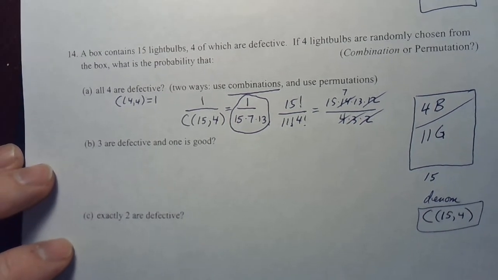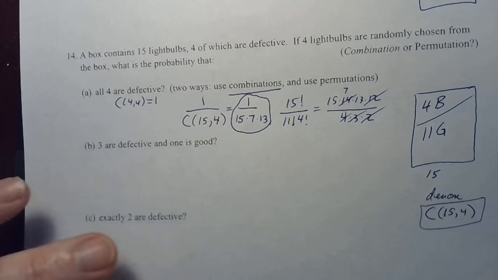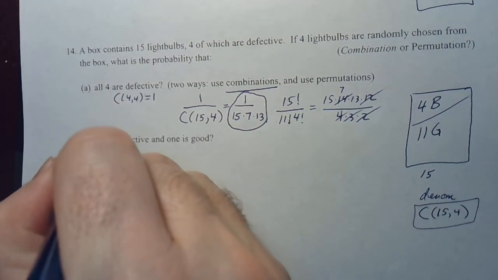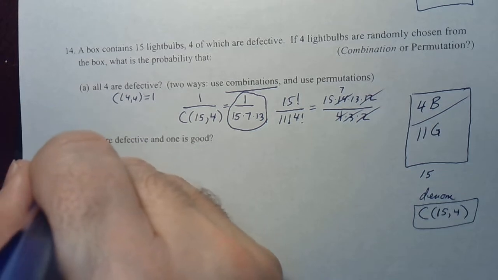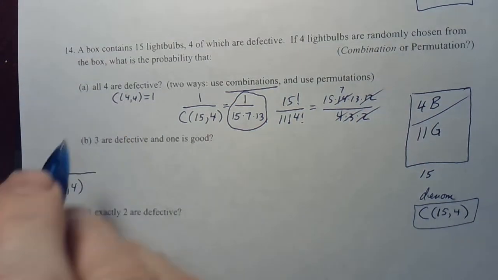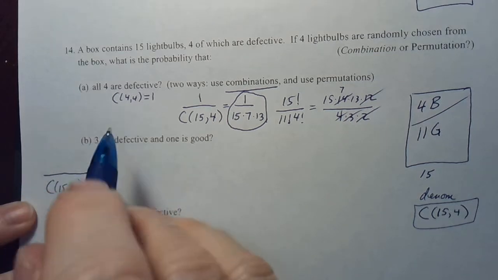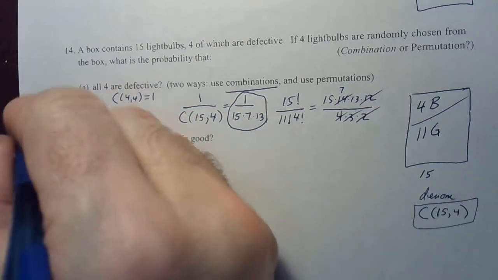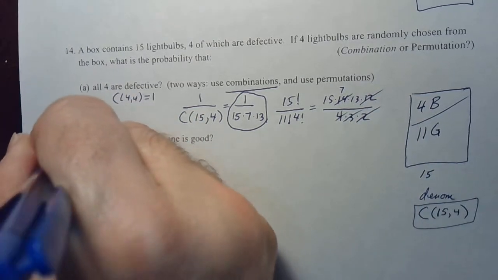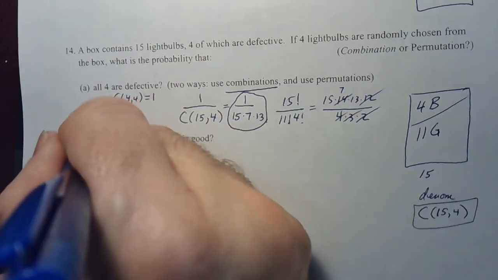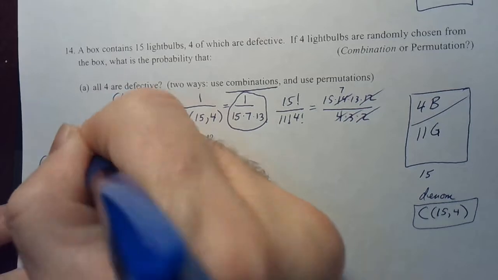Okay, so what is the probability that 3 are defective and 1 is good? Well, without simplifying, it's just going to be this. That's the denominator. And the numerator is going to be, how many ways can I choose 3 from that group of 4? 4 choose 3. And then I have to choose 1 from this group of 11. So C(11,1), which we all know is just 11.